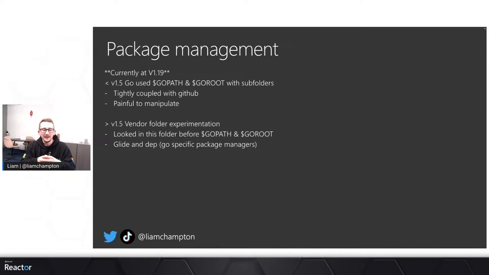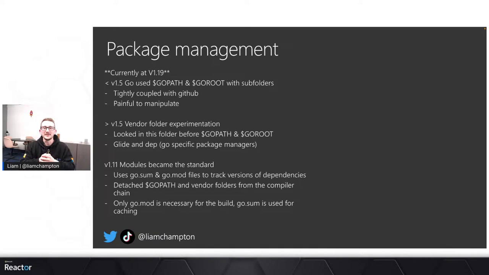It was such a problem that only a few versions later, they released Go modules in 1.11. And this became the standardized package manager, or packaging, for Go. It used go.sum and go.mod files to house, within your current work directory, the different versions of dependencies you're using, and the link to where it's off to on GitHub. Like I said, it's all really tightly coupled with GitHub, not Git.